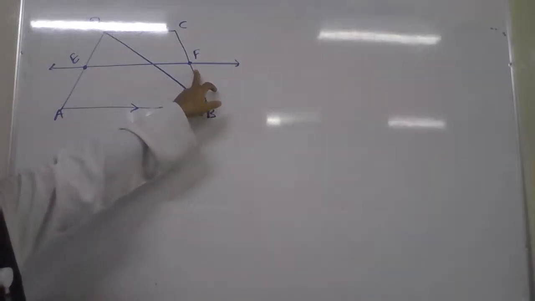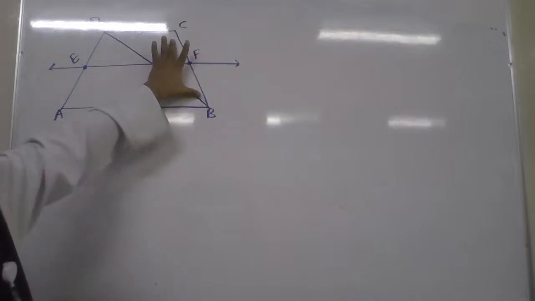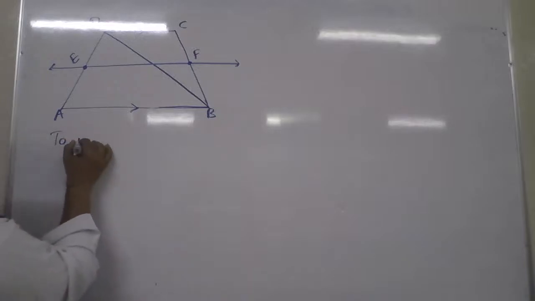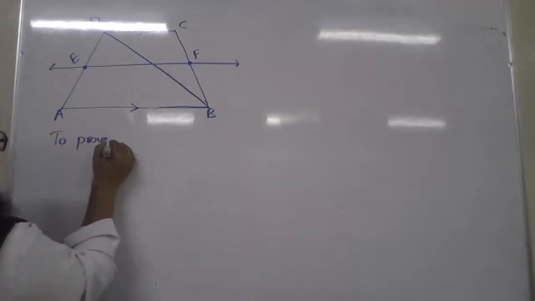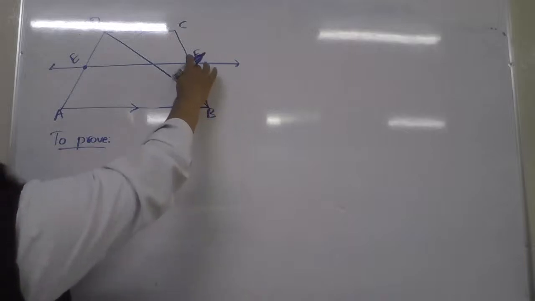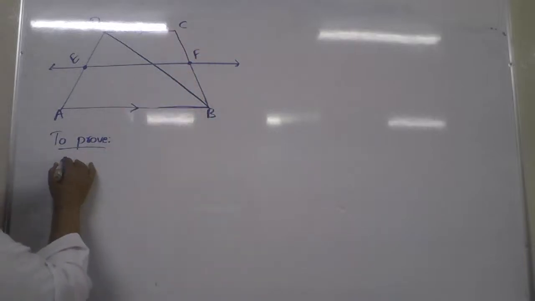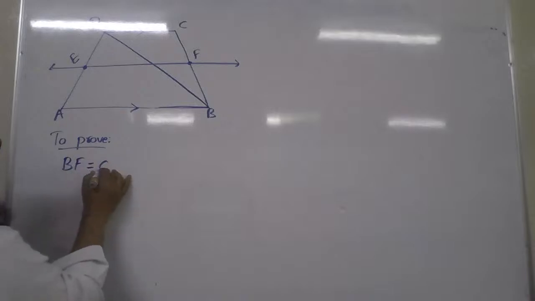So we have to prove that F is the midpoint. What does it mean that F is the midpoint of this side BC? To prove that it is a midpoint, BF is equal to CF. Is it right? We have to prove BF is equal to CF.